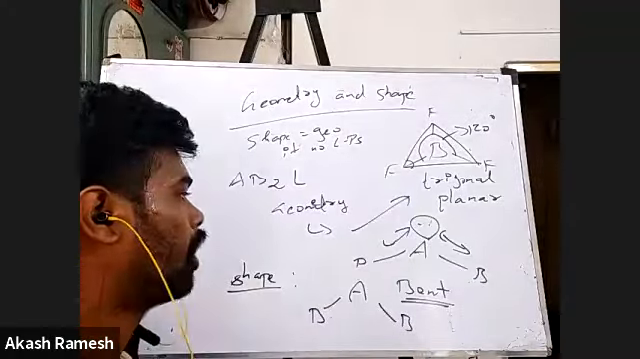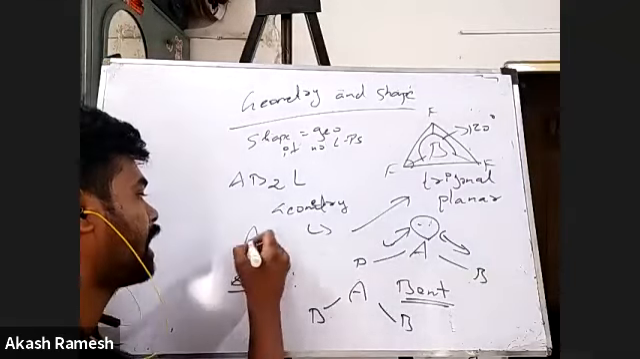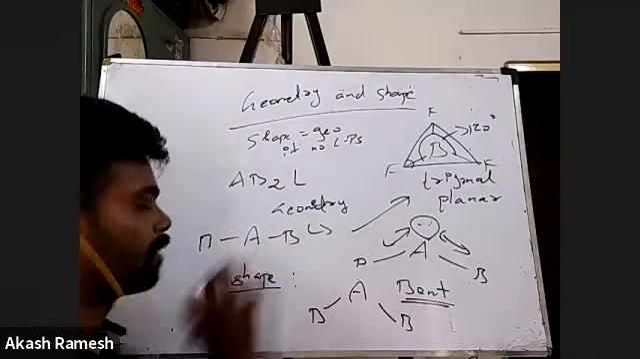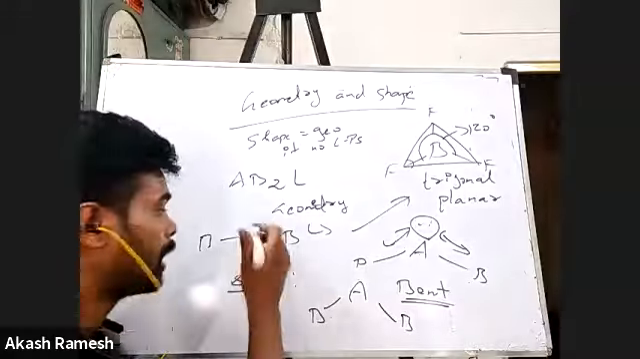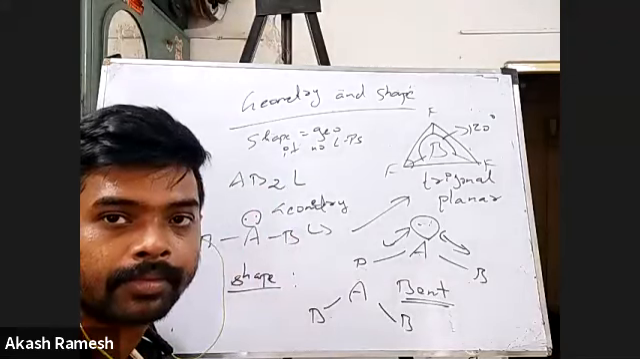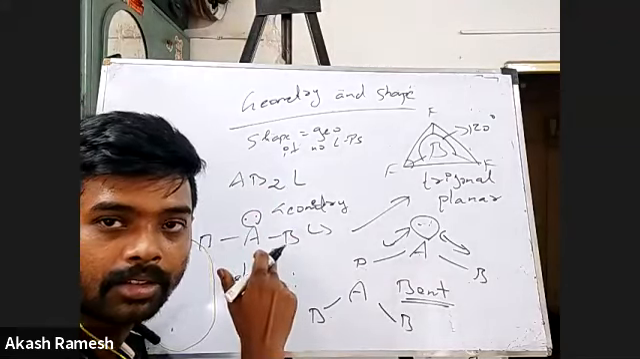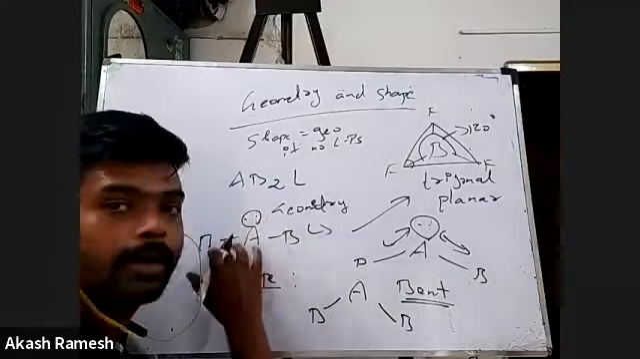Exactly. So, say I have a linear shape, with no lone pairs. Now, if I put a lone pair here, can the shape exist like this? No, sir. No, because the lone pair bond pair repulsion will increase.